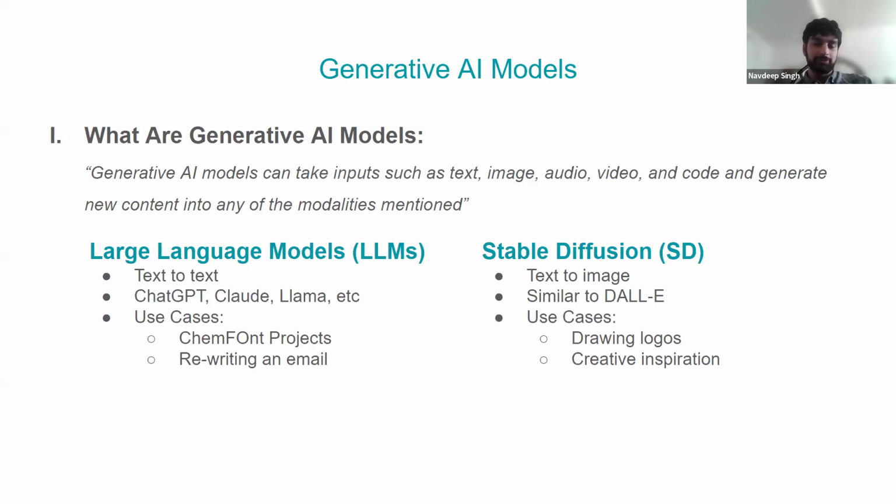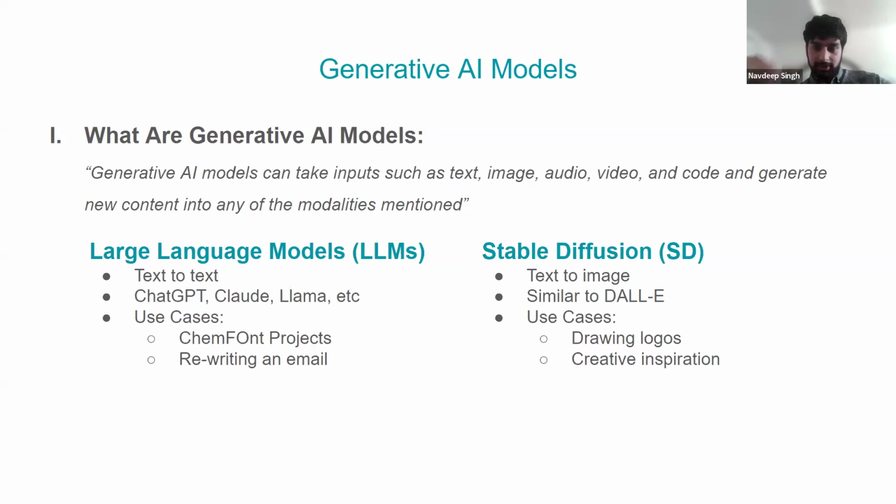You can use it for a number of reasons. In our case, we've been using it for the ChemFront project to do extraction from research articles. But it can be as simple as rewriting an email, which I've seen a number of you do on the Wishart Lab OpenAI account when requesting days off. Stable diffusion is another one that I've been able to work with in the past, and that's text to image. Similar to DALL-E, you put in a prompt and it generates an image for you. You could use this for drawing logos, or maybe if you're an artist and you need some type of inspiration for a new project, put it in the prompt and see what SD gives back to you.